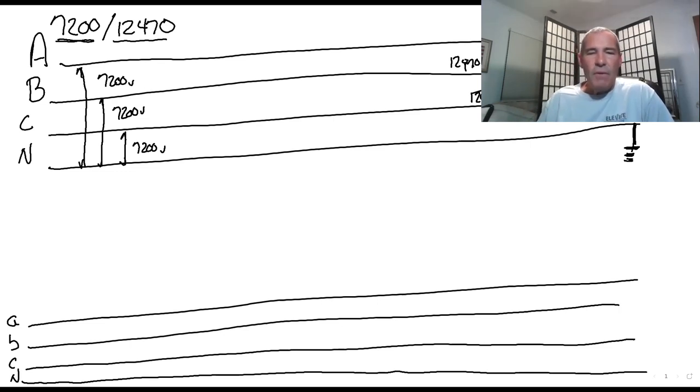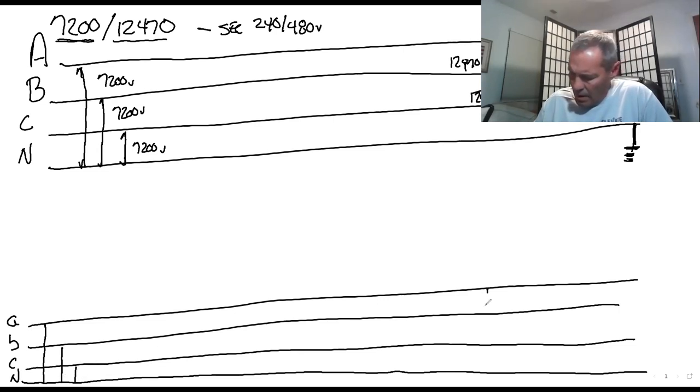And my secondary voltages are 240 over 480. Well, I'm going to do the same thing at the bottom I did at the top. Let's see, secondary, 240 over 480. A to N, B to N, C to N, then A to B, B to C, A to C. Same exact thing I did at the top, now I'm just doing it at the bottom.